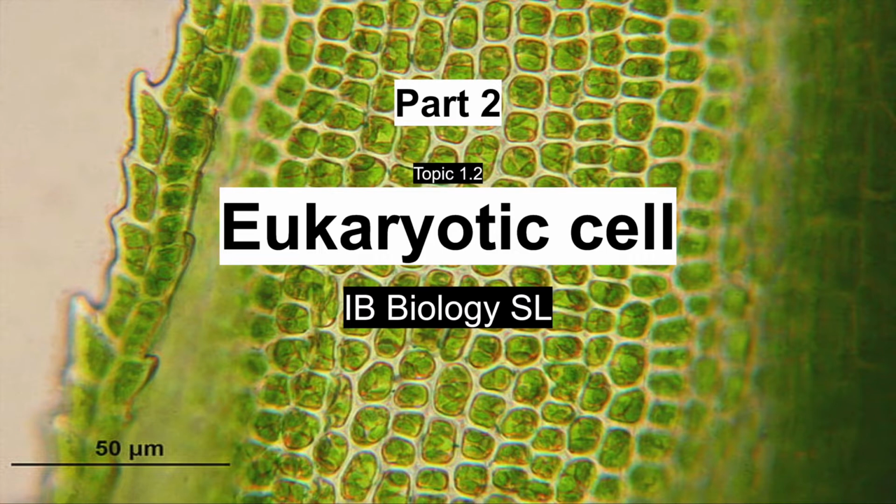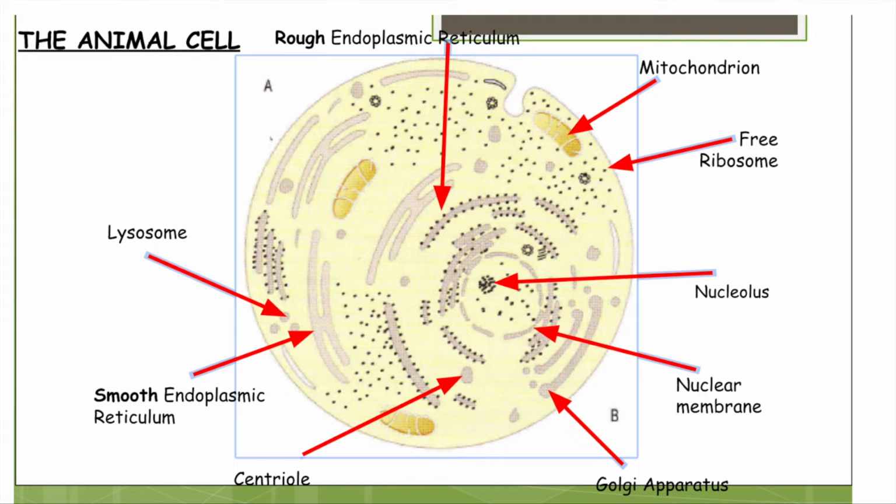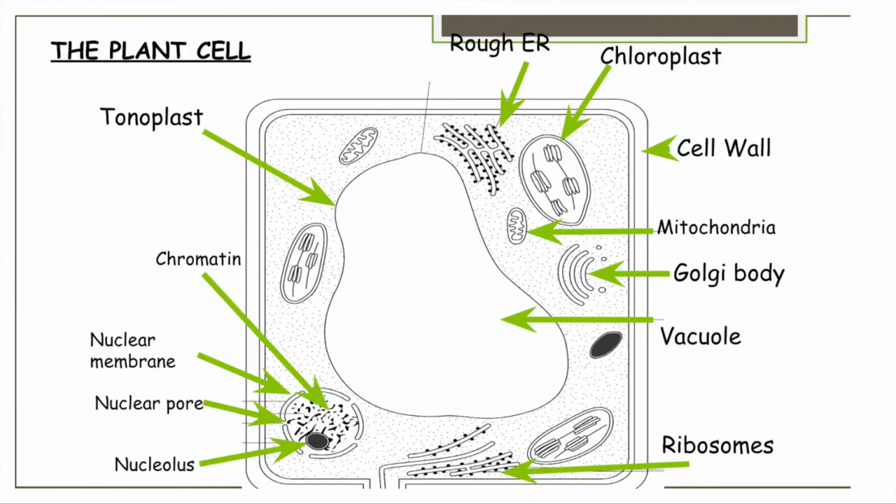Today I'll be talking about eukaryotic cells and this is part 2. Okay, so as we looked at in the previous video, this is the animal cell. We talked about the nucleus, the mitochondria and the free ribosomes. We also looked at the plant cell, and in this video we'll be talking about organelles such as the rough ER, the Golgi Apparatus, the Chloroplast, cell wall, etc.